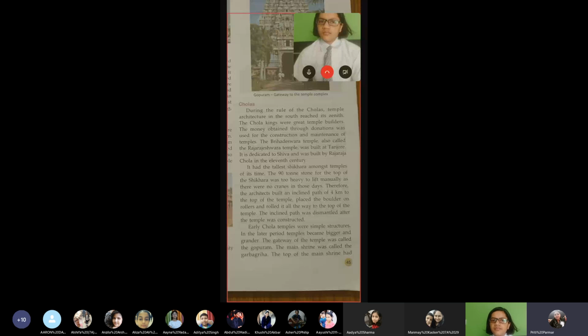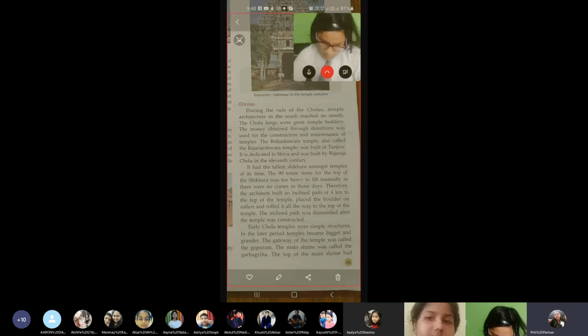The money obtained through donations was used for construction and maintenance of temples. Underline the Brihadeshwara temple, which is also known as Rajarajeshwara temple, was built at Tanjore. Please underline the place. It was dedicated to Shiva, underline Shiva, was built by Raja Raja Chola in the 11th century. Raja Raja Chola was the name of the king. He was the king of the Chola dynasty.